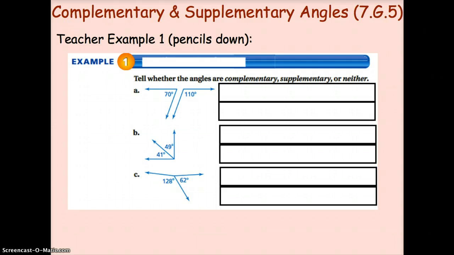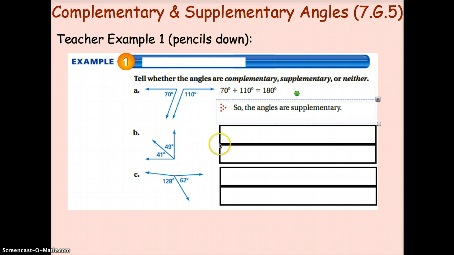So let's go ahead to teacher example 1. Remember, pencils down. So go ahead and just follow along with me. First question says, tell whether the angles are complementary, supplementary, or neither. Notice on problem A, the angles are not touching. They are not adjacent. However, if we add 70 plus 110, we do get a sum of 180 degrees. Because they add up to 180 degrees, we know they must be supplementary angles.